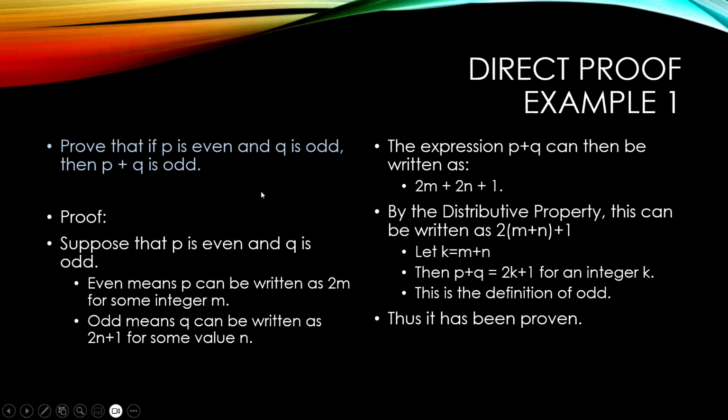Thus, it's been proven. P plus Q is equal to an odd number, provided that P is even and Q is odd. That is a direct proof. You start with the base definitions and you just work your way straight through it.